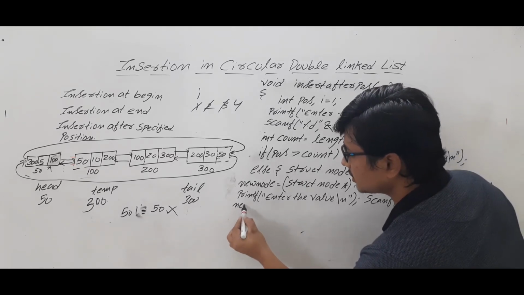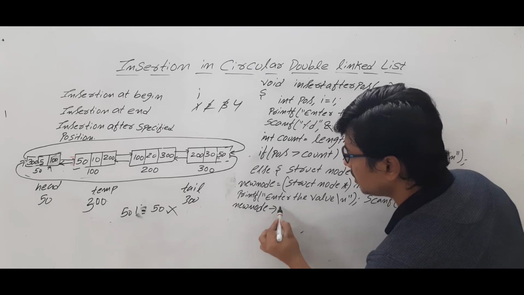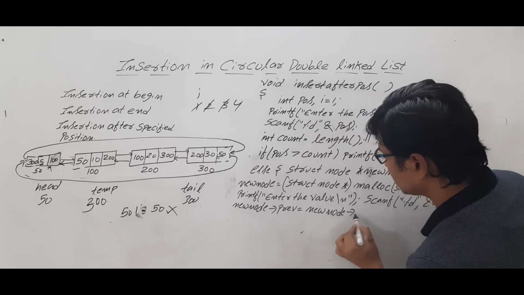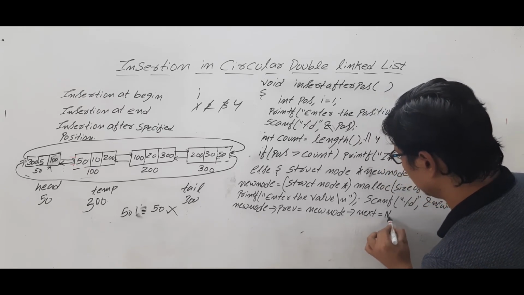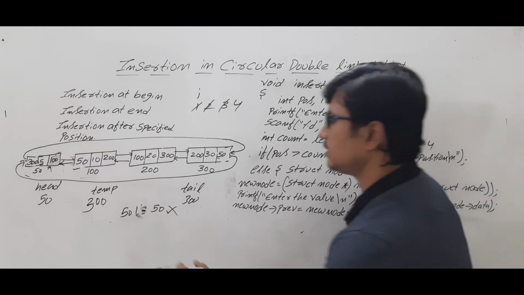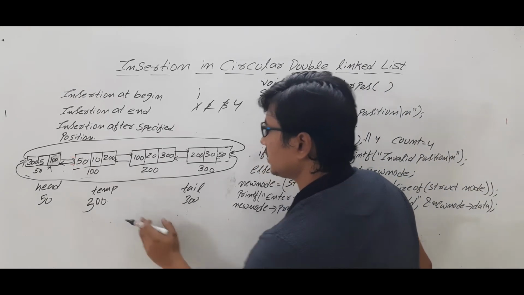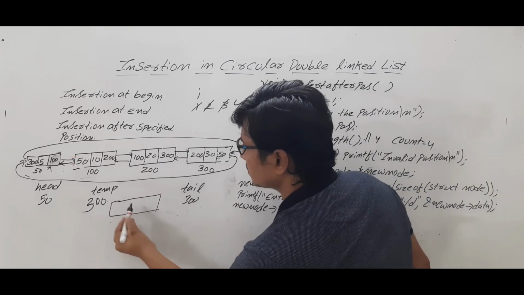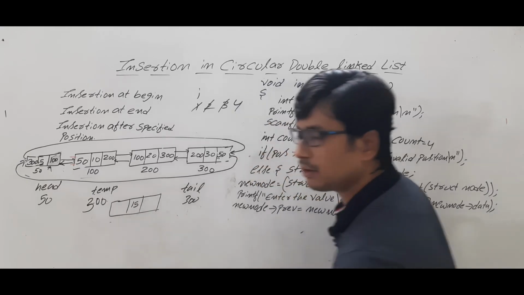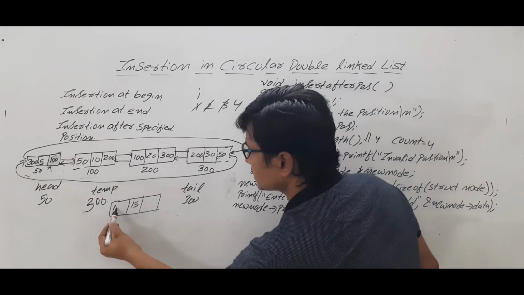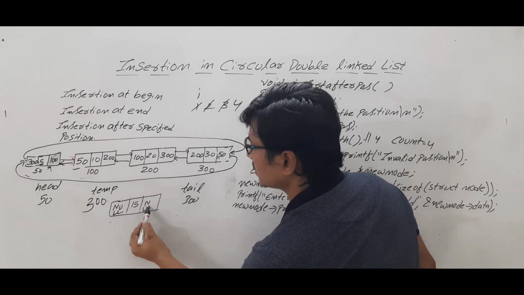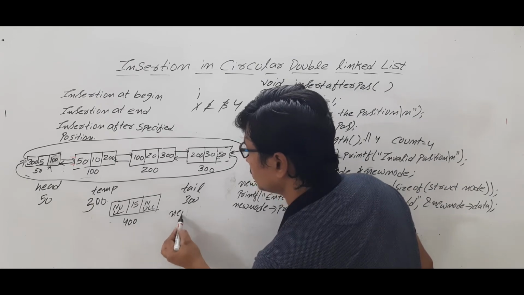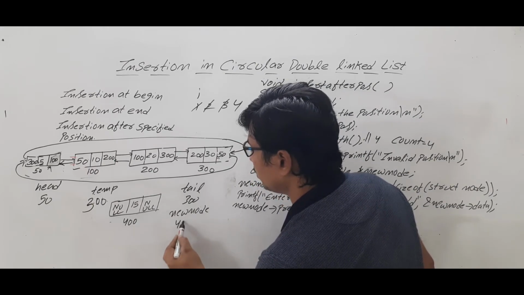Then we have to write the statement new_node->previous = new_node->next = NULL. So let's assume that we have created a new node and inserted some value as 15. Here we have inserted 15, and here we have assigned null and null. Its address is, let's take, 400. So now new_node will have the 400 value.